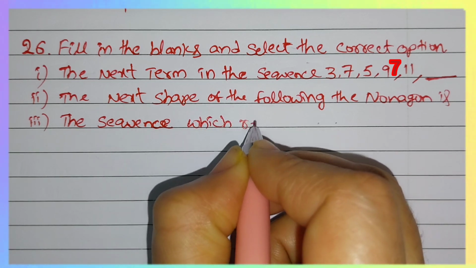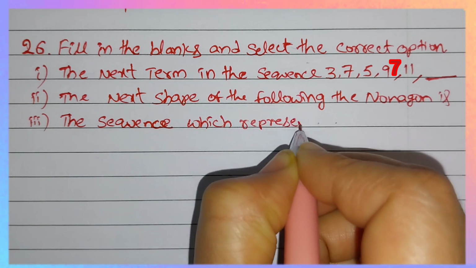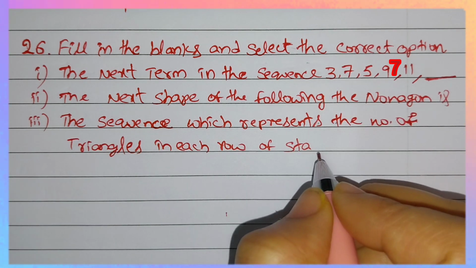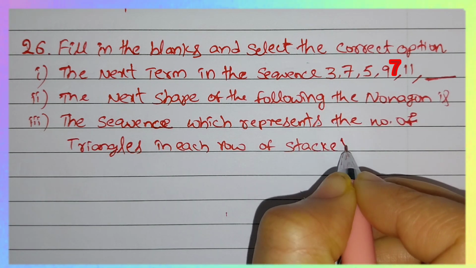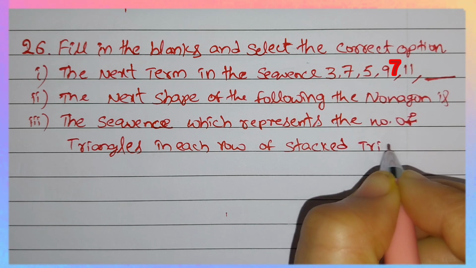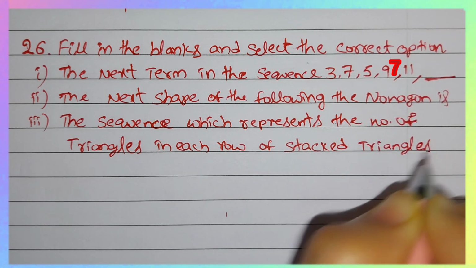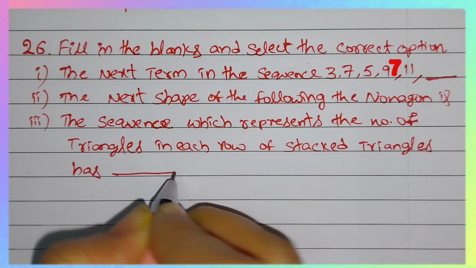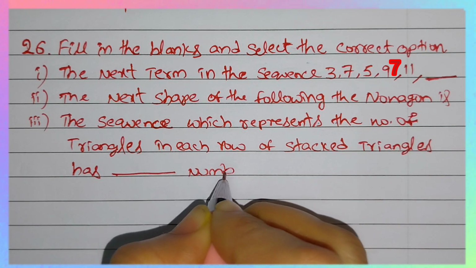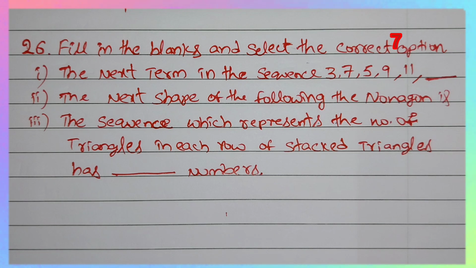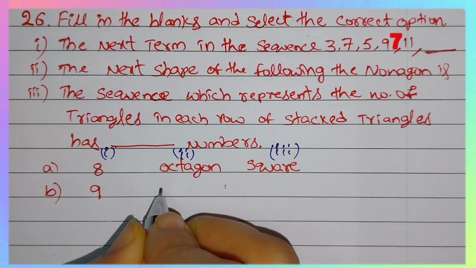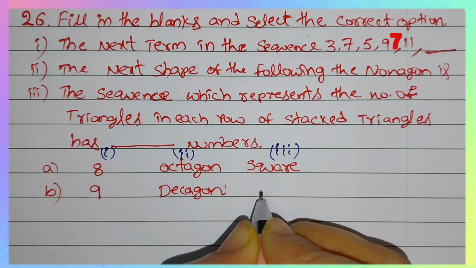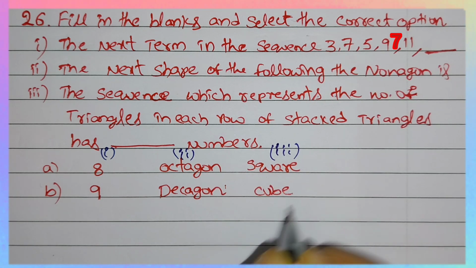The first one is the next term in the sequence 3, 7, 5, 9, 7, 11 and dash. Next, the second one, the next shape of the following of the nonagon is. The third one, the sequence which represents the number of triangles in each row of stacked triangles has dash numbers. So in the question they gave 3 questions and we have to find the answers. Read the question carefully and understand what they gave and what we have to find.